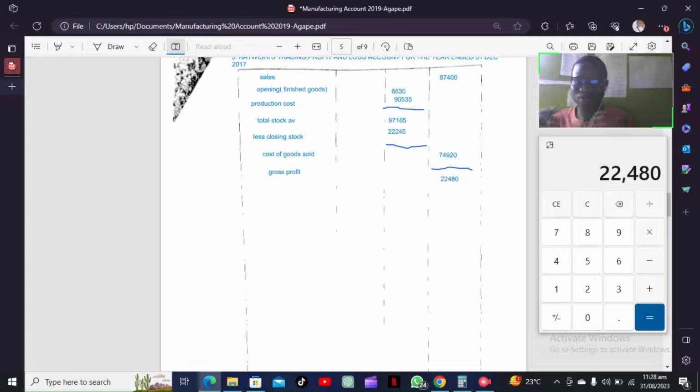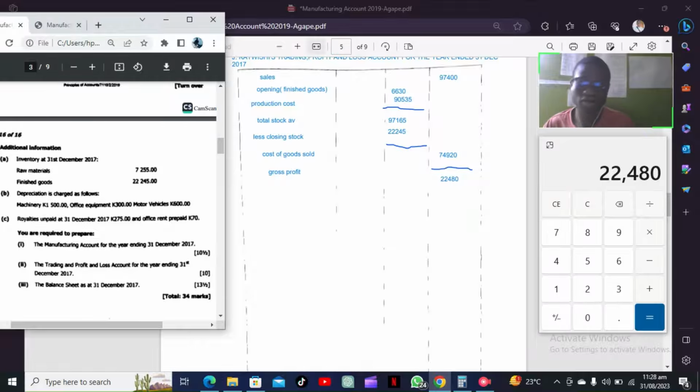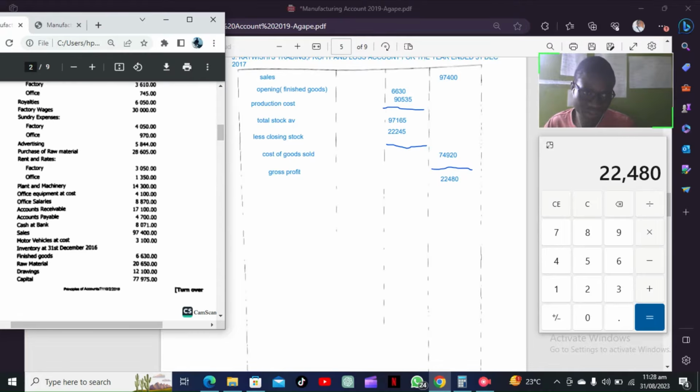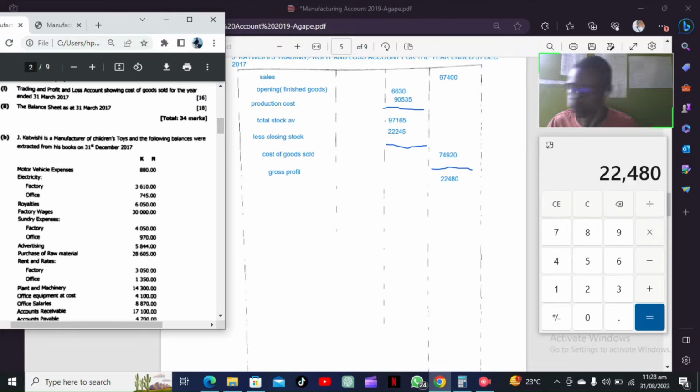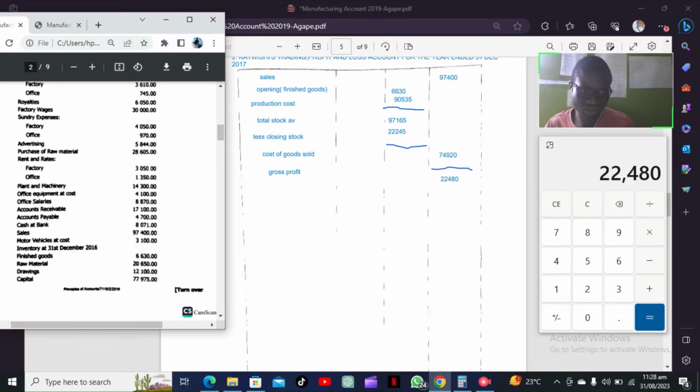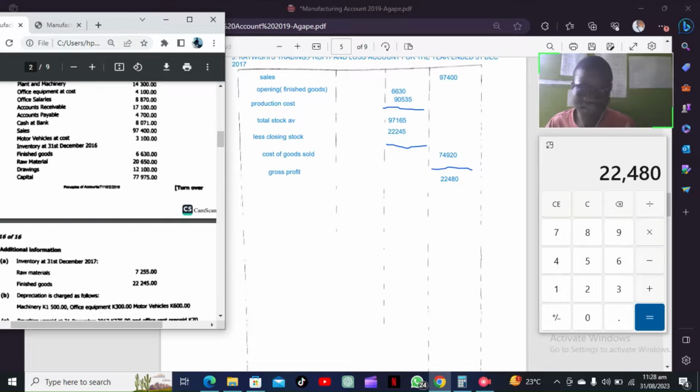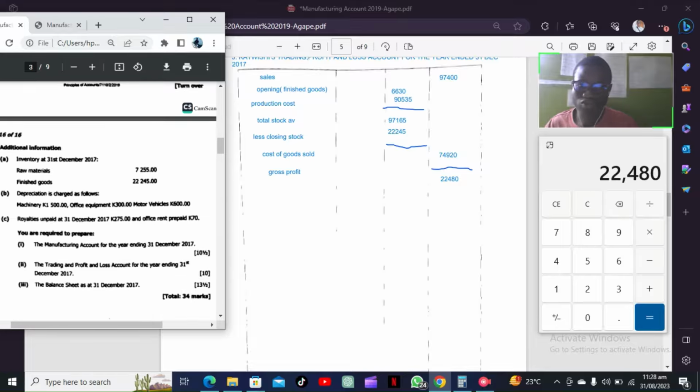That's our gross profit. Then from our gross profit now, we're going to just normal. The only difference came in when we added our production cost. So if you have insight on the normal trading profit and loss account, then this manufacturing account as a whole will be made easy for you. The only difference is preparing the production cost. That's all. Then from the gross profit, we go to our question. Do we have any incomes in our question? We do not have any incomes in this question.